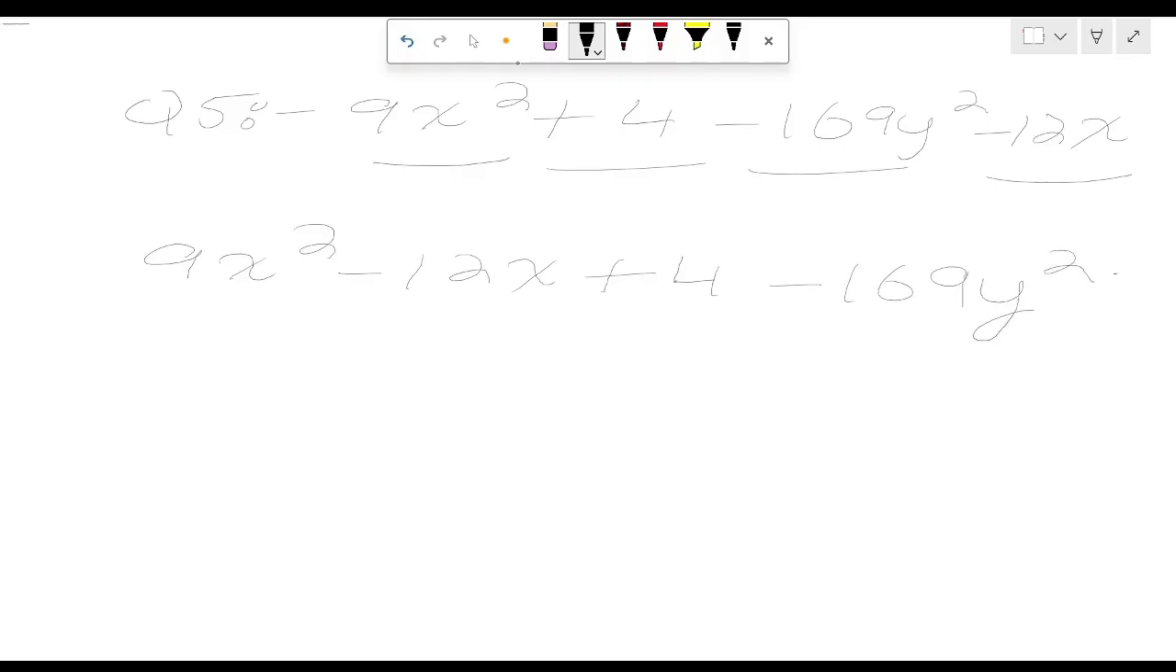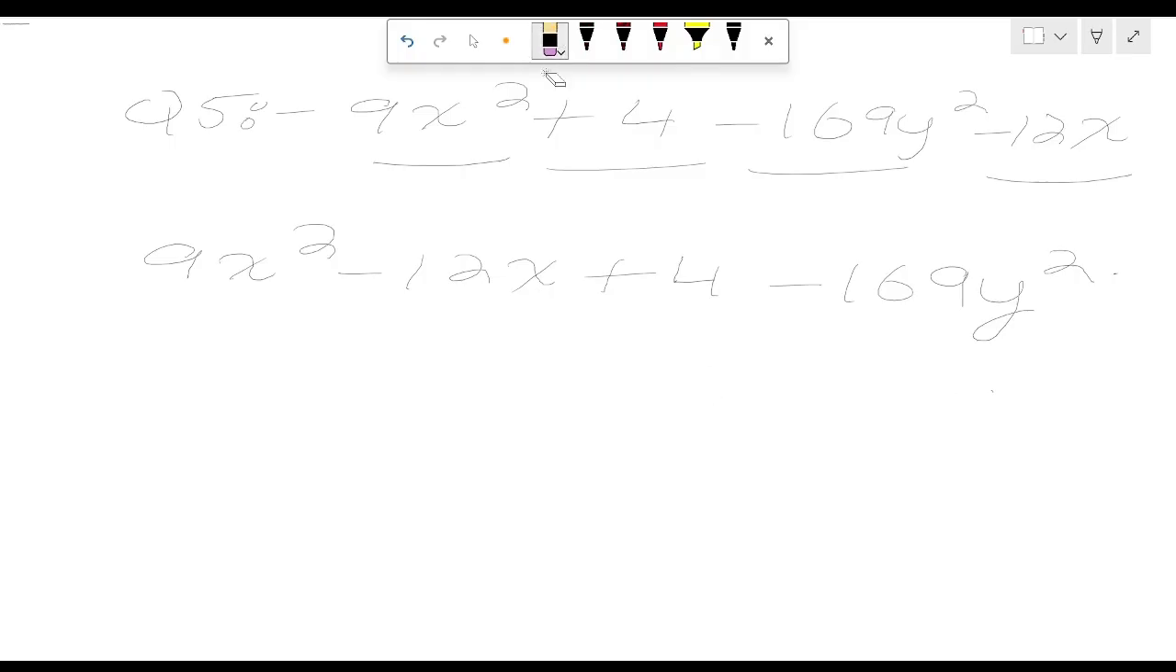So there are two approaches to solve this polynomial. The first is by using the identity, which is (a − b) whole square, and the second is by factorizing this quadratic expression. If we follow the second method, which is factorizing it, what you will do is take the coefficient of x², which is 9, multiply it with 4, and then find the factors for this expression. So the factors for 36 are negative 6 and negative 6.